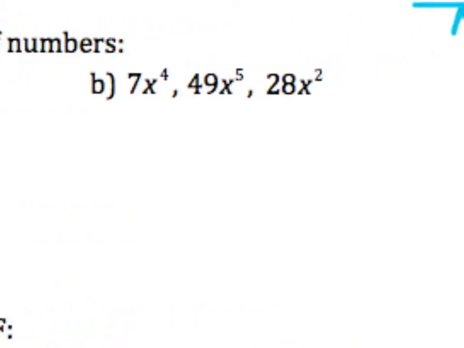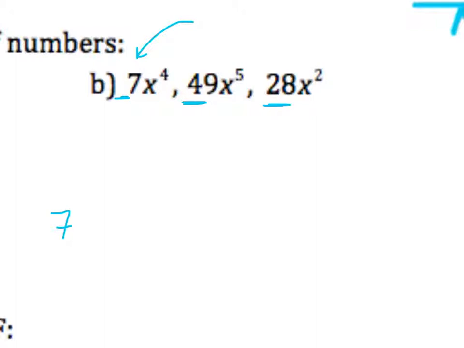Okay, now I've got some three terms here, and we've got some variables as well. In our first one, let's just look at the numbers first. We've got 7, 49, and 28. I look at the smallest number, here it's 7, and I think about, does 7 go into 49? Yes. Does 7 go into 28? Yes. So 7 is your greatest common factor. If it didn't, you would have to find another factor and see if that would go in evenly.